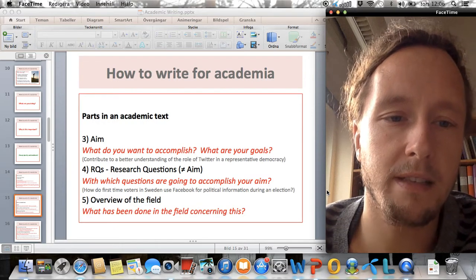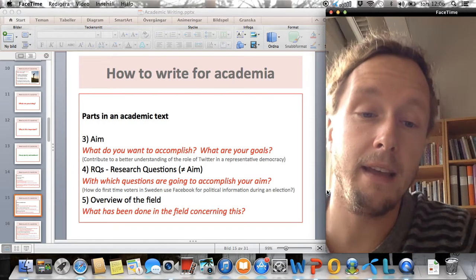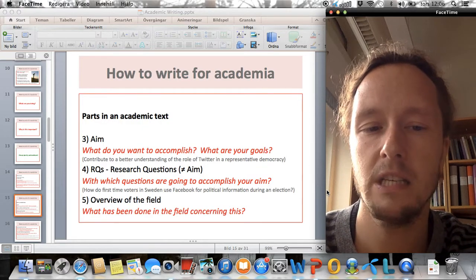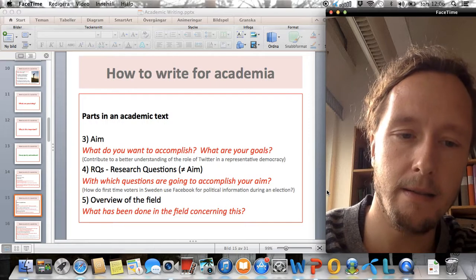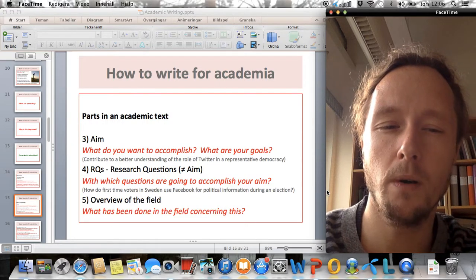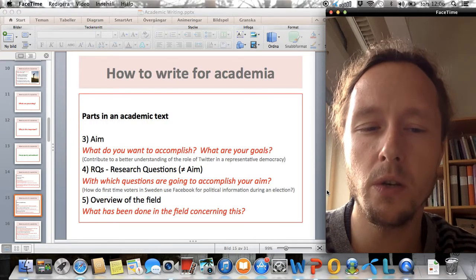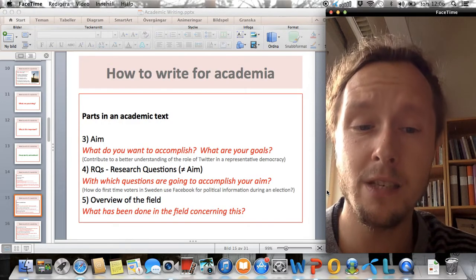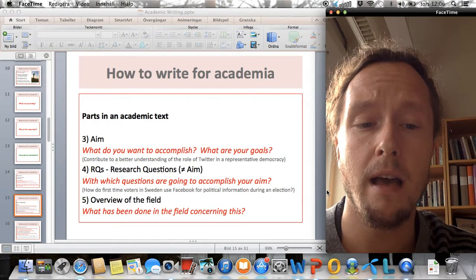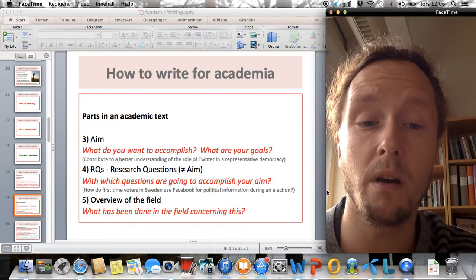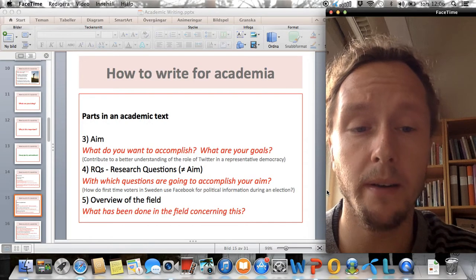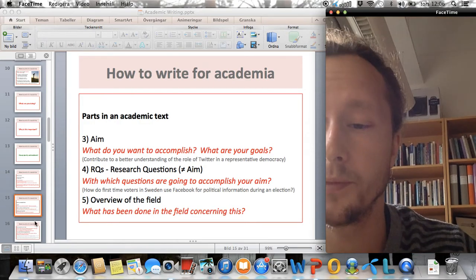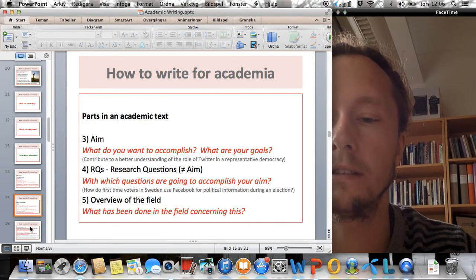And then comes the overview of the field. This is what makes this different from many other genres here. What has been done in academia concerning this? There's a lot of things done on social media and politics. You have to review this field and position yourself here. Where in this field do you contribute with your thesis? And this is why the literature review is so important. And this is why we're going to have a workshop together with the library on how to find relevant literature for you. You have to do this overview of the field.